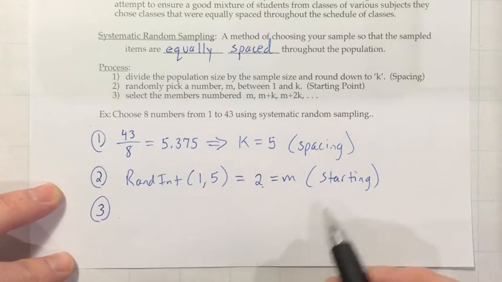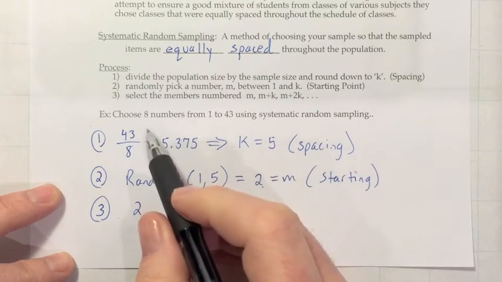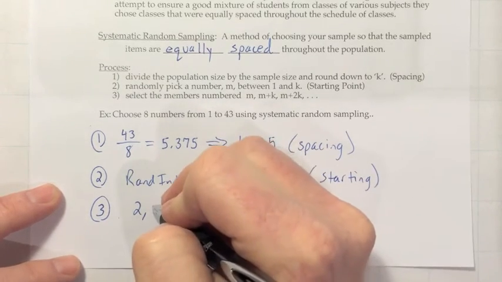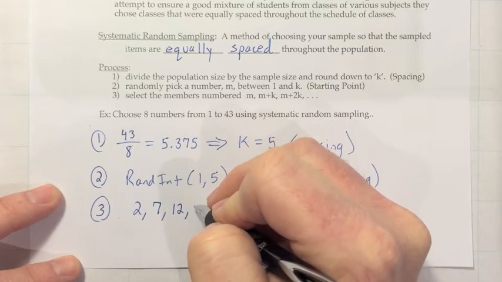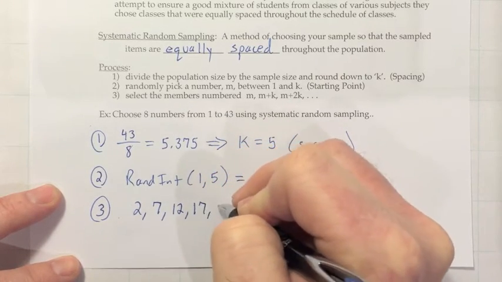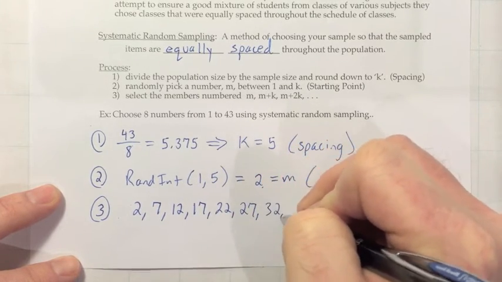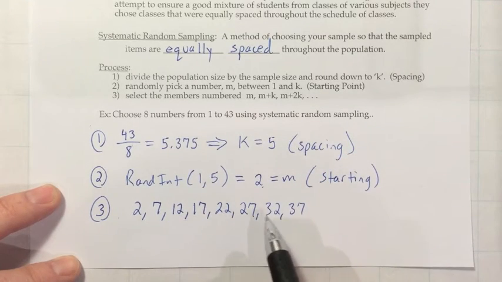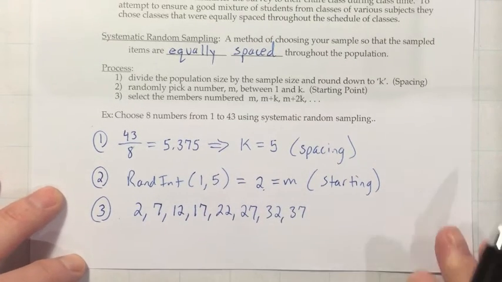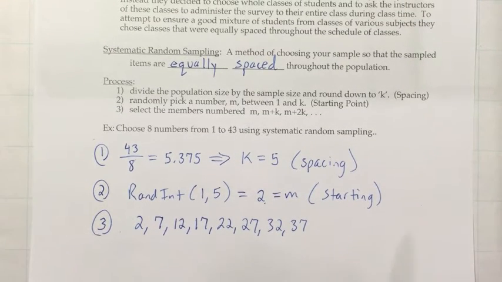Start off with whatever is the starting point, so 2, and then keep adding the spacing until you get 8 numbers. So 2 plus 5 is 7. Add 5 again, we get 12. Add 5 again, we get 17, 22, 27, 32, and 37. And that's 1, 2, 3, 4, 5, 6, 7, 8 numbers from 1 to 43 that have an equal spacing where they're all 5 numbers apart.